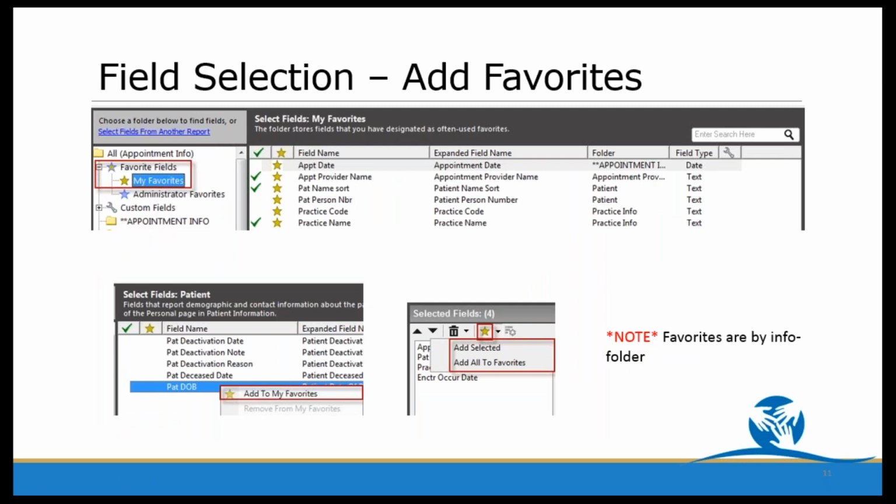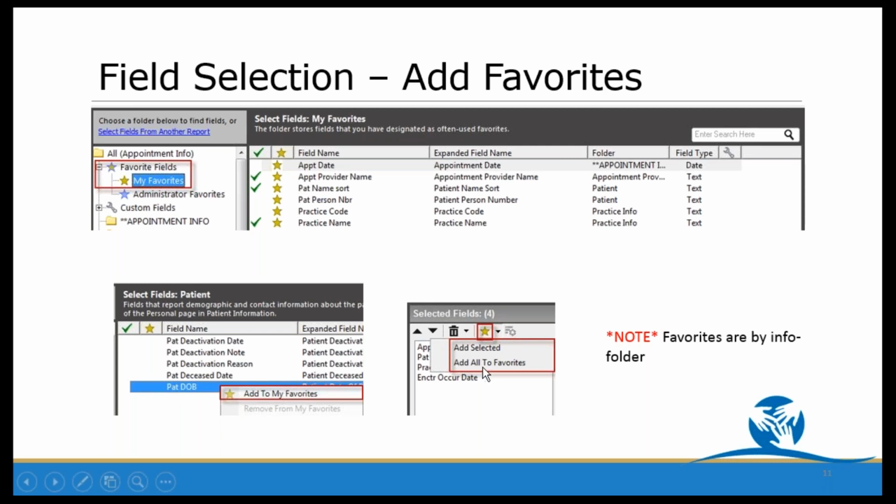So we talked a little bit about the favorites, that favorite button that's in there. Whenever I'm in an info folder, I will see my favorites on the left-hand side. And then here in the middle, all of these ones that are starred, those are my favorite fields. If I'm looking for another field, let's say patient date of birth, that I want as a favorite within this info folder, I would search for Pat date of birth, and then I just right click on it and add it to my favorite.